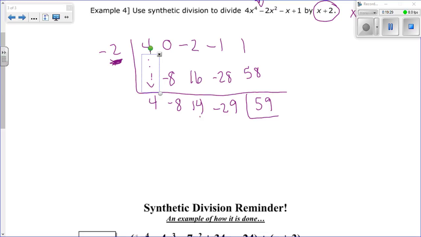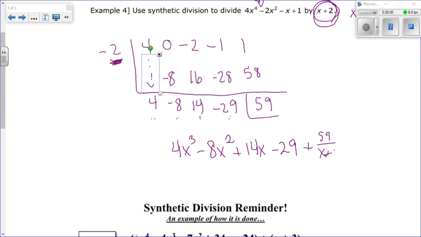So my final answer, since I have 1, 2, 3, 4 terms, so this would be no x, x to the first, x to the second, x to the third. So it's 4x to the third minus 8x squared plus 14x minus 29, and then I have plus 59 over, my original problem was x plus 2, so over x plus 2. So that's synthetic division. It's actually pretty simple and pretty quick.